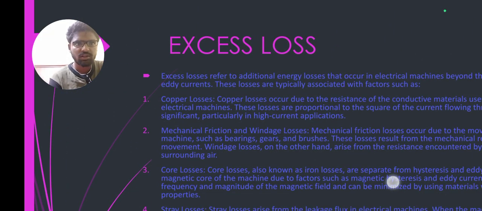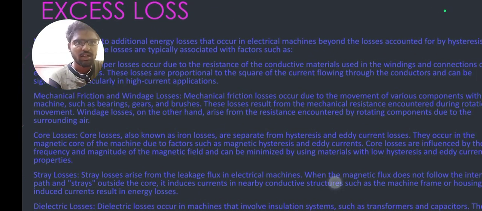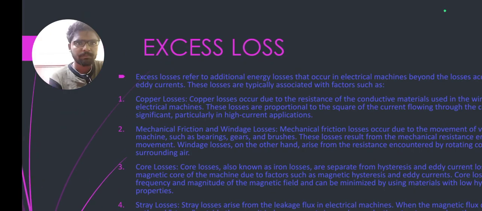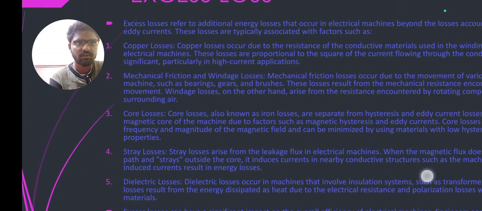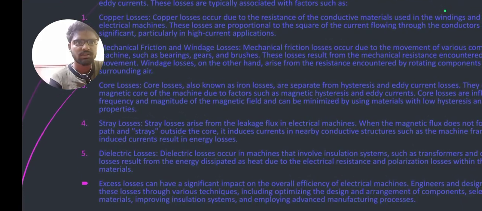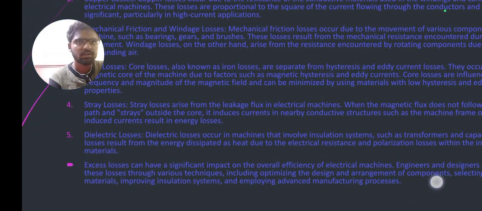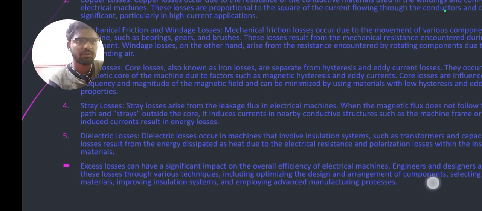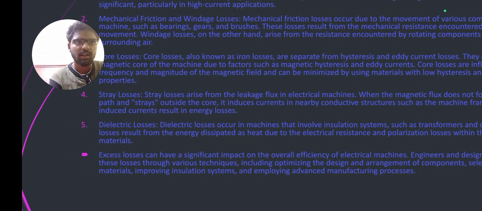Excess losses refer to additional energy losses that occur in electrical machines beyond the losses accounted for by hysteresis and eddy currents. These losses are typically associated with factors such as copper losses. Copper losses are due to the resistance of conductor materials used in windings and connections of electrical machines. These losses are proportional to the square of the current flowing through the conductors and can be significant, particularly at high current.